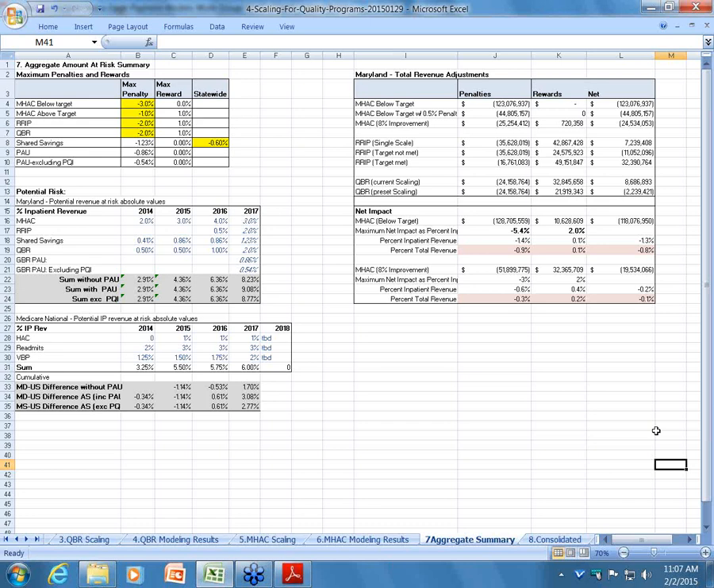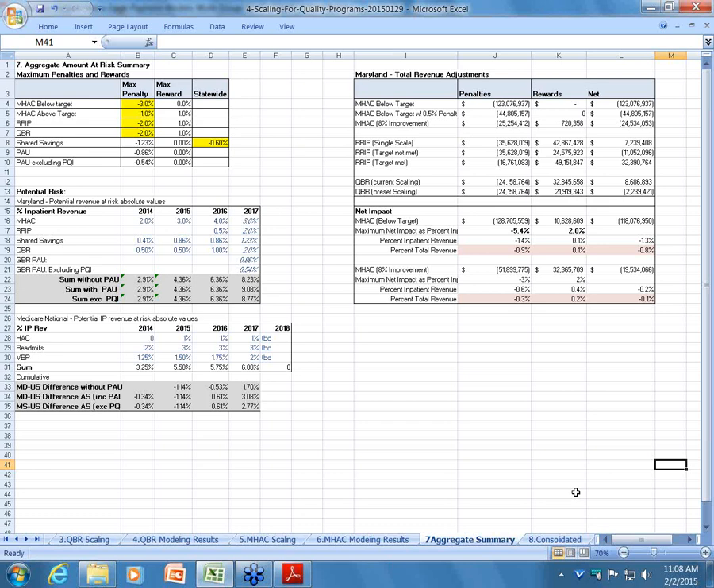Down below, you have the potential at risk totals. As you see, we are still working with CMMI to finalize how we are going to do the potential at risk. The discussions are centered around PQIs. Those are the avoidable admissions. CMS doesn't have a measure like that, and they question whether we should include them in our aggregate amount at risk. So that's why you're seeing the 3 different totals.